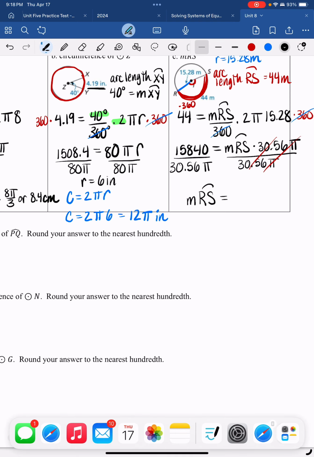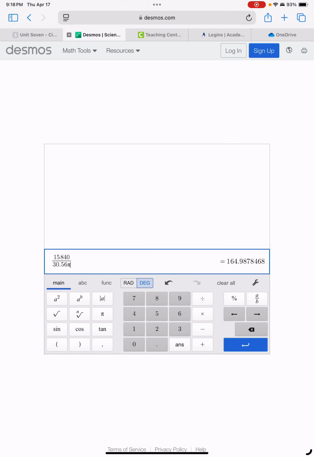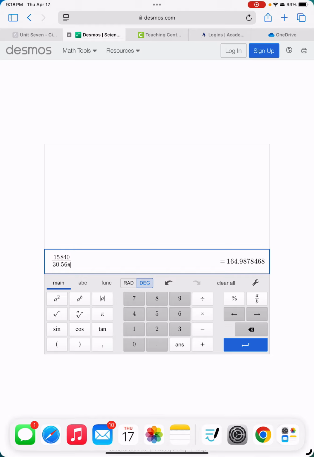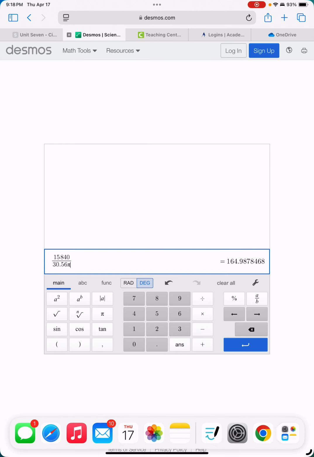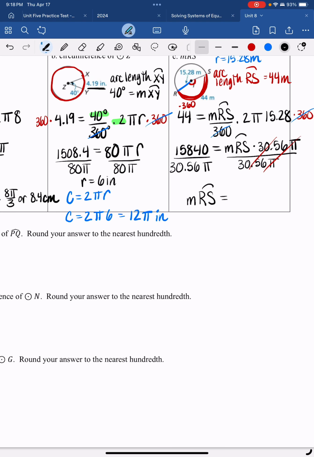Making sure I did this right. So let's say we wanted to round this. Let's get this to the nearest whole number. This is about 165 degrees. So that arc measurement is about 165 degrees.